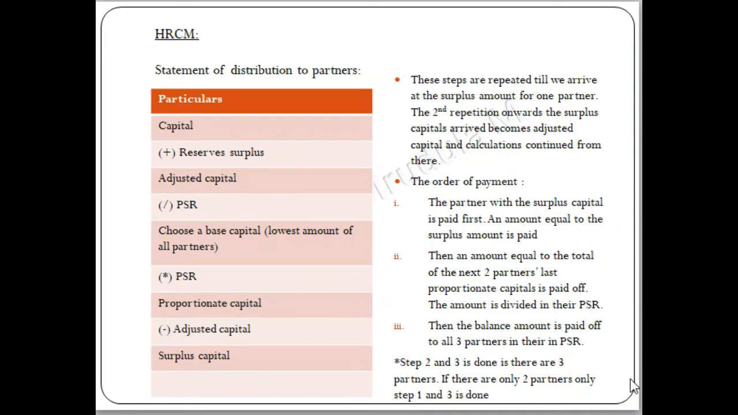Repeat the order of payment. First, the partner having the surplus capital is being paid off. What is the amount paid? Amount equal to that surplus capital. Then next, the other two partners are being paid off in PSR. But what is the amount paid? Amount equal to the total of their last proportionate capital figure. Then the balance amount is paid off to all the three partners in profit sharing ratio.